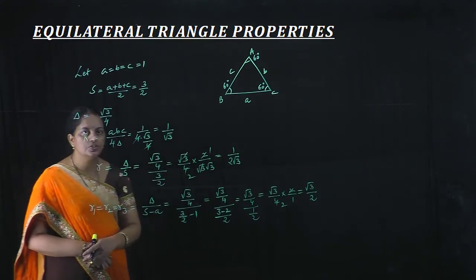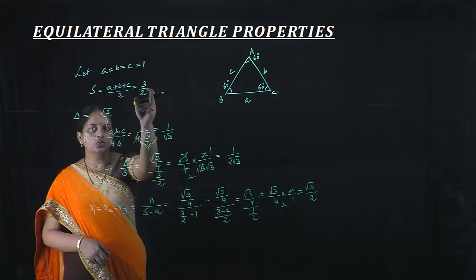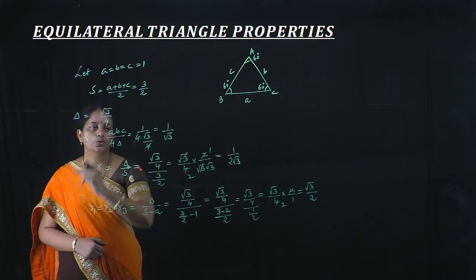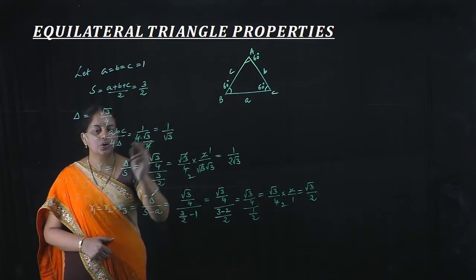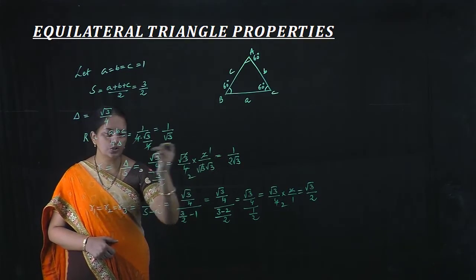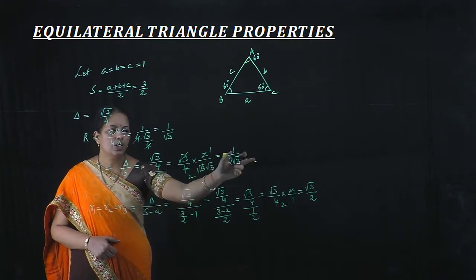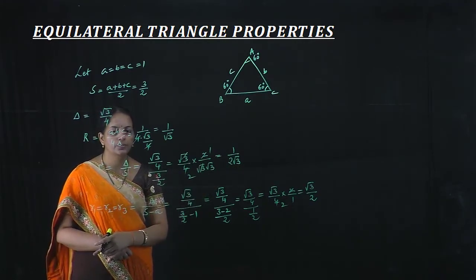These are the values in an equilateral triangle. s is equal to 3 by 2. Delta is equal to root 3 by 4, and capital R is equal to 1 by root 3. Small r is equal to 1 by 2 root 3. R1, R2, R3 is equal to root 3 by 2.